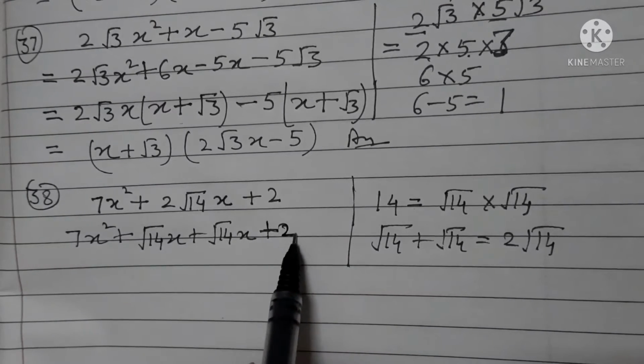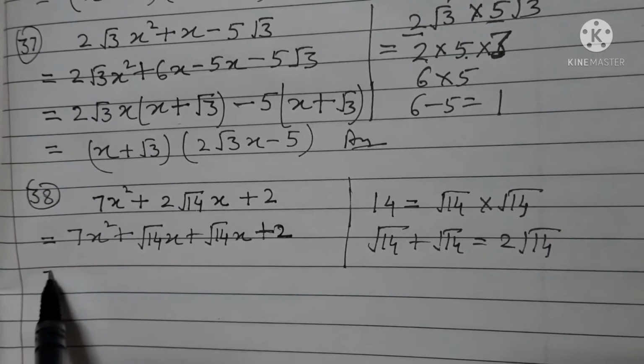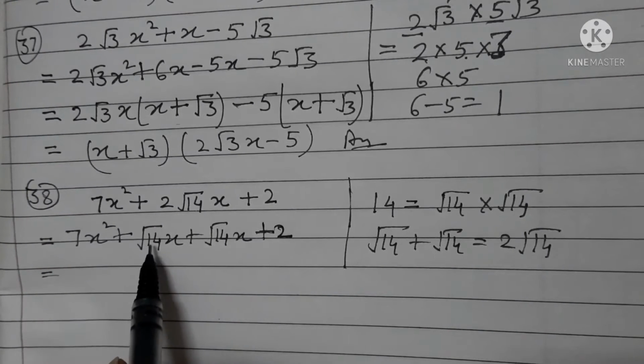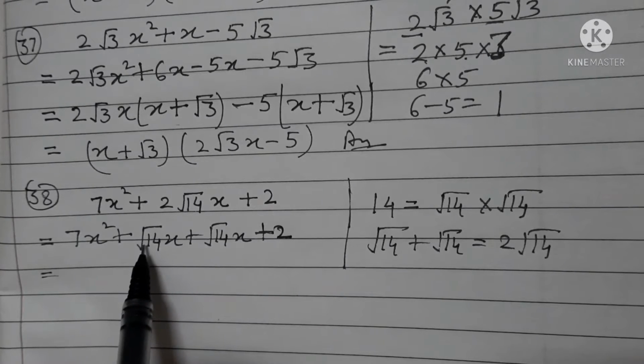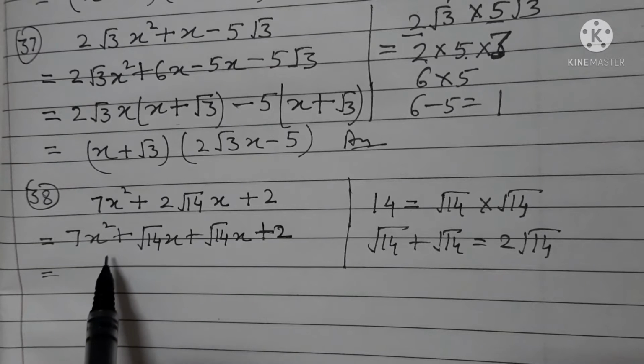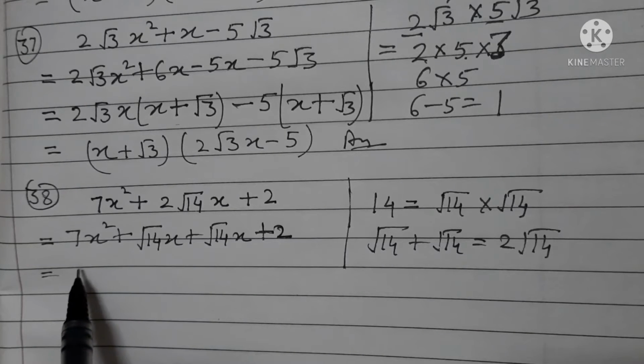Now take common. What are the common factors? So here 7, root 7 into root 2. So you can take x common and root 7 common.